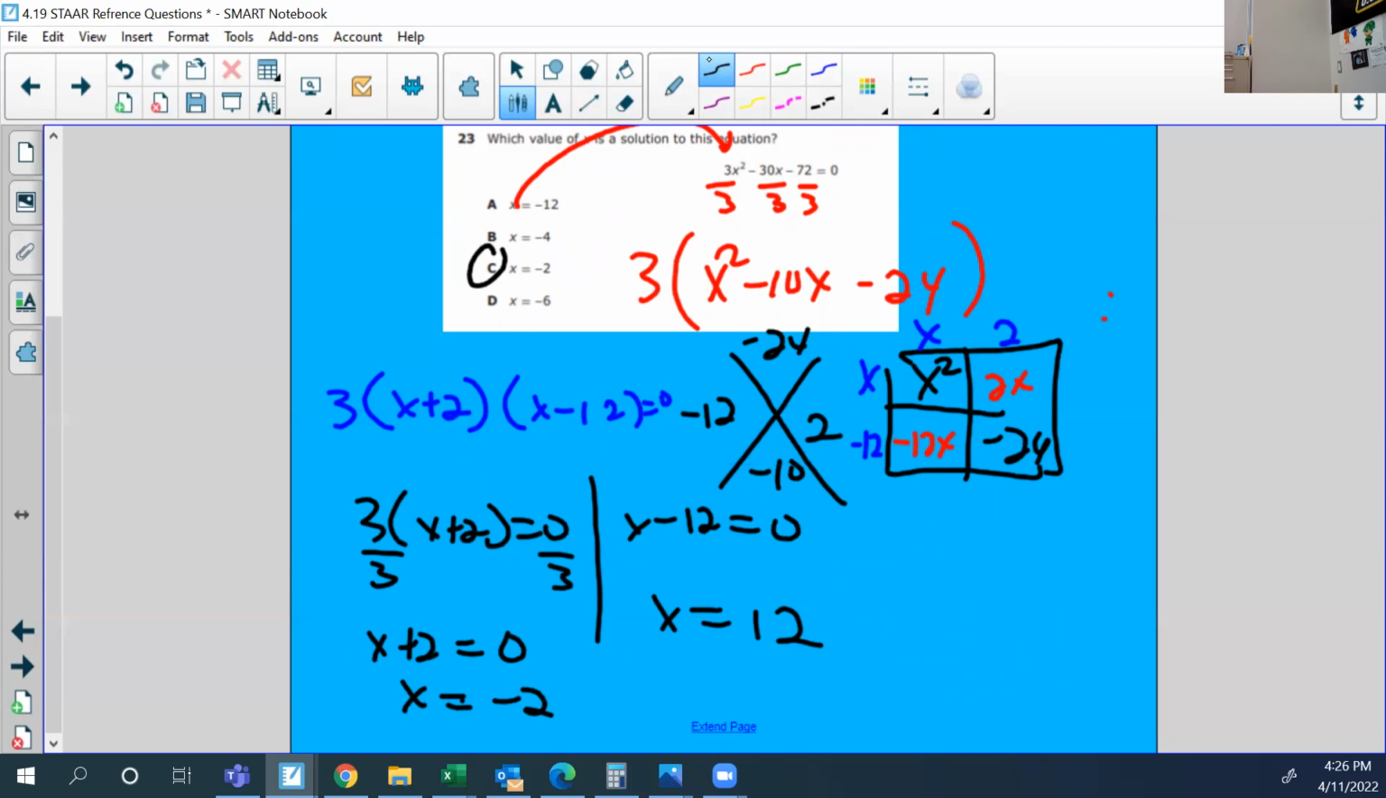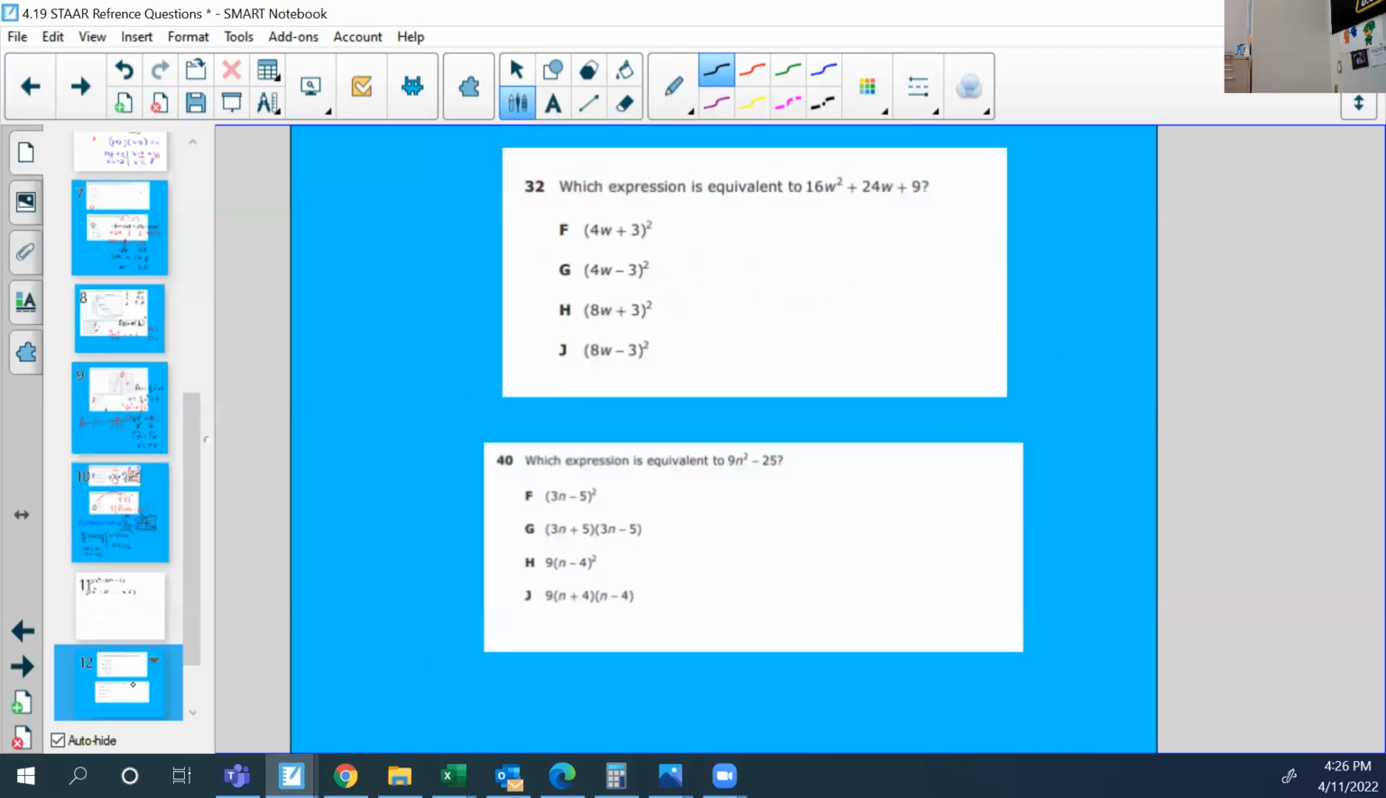To review again, you could graph this in your calculator and see what the x-intercept is. That's one way. Or you could plug the values into the equation and see which one makes it true, or solve for x. Either way is fine. I think probably graphing the function and seeing your x-intercept is probably the easier way to go. All right, this is a very long video.